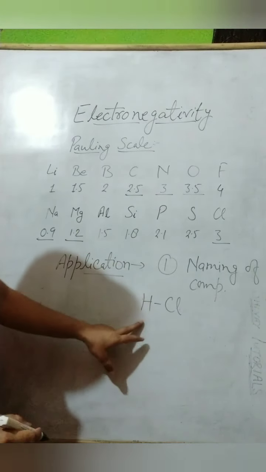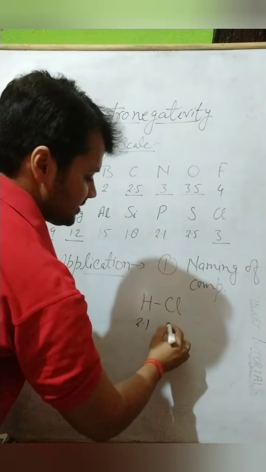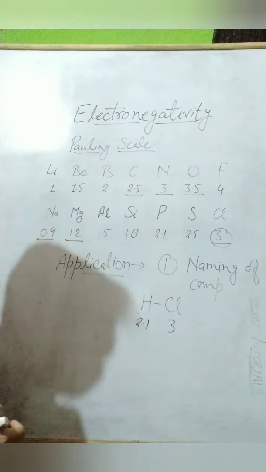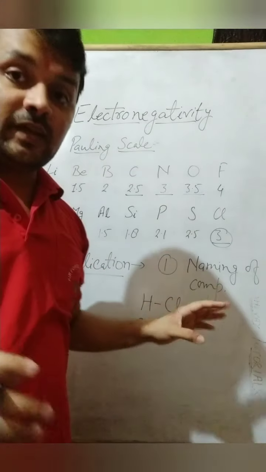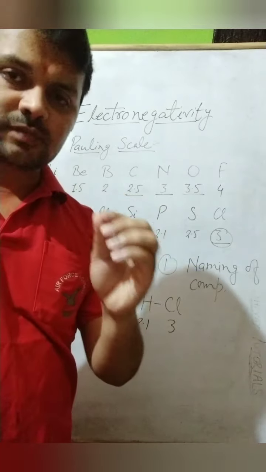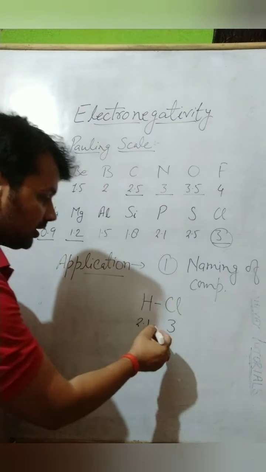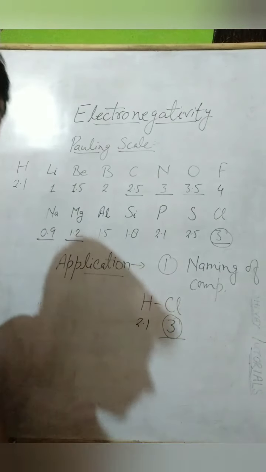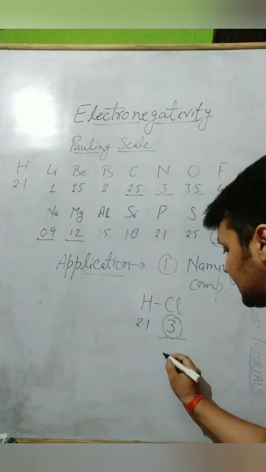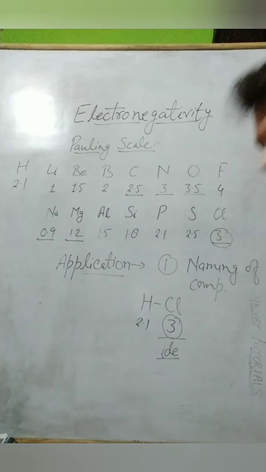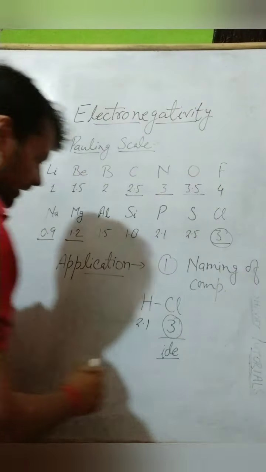If we see the electronegativity difference, hydrogen has an electronegativity value of 2.1 and chlorine has a value of 3, right? Hydrogen's value is not given here; if you want, you can write it as 2.1. Hydrogen is the smallest element. So the difference is clear: this value is more, and the element which has more electronegativity gets the ide with its name. So it becomes hydrogen chloride, right?